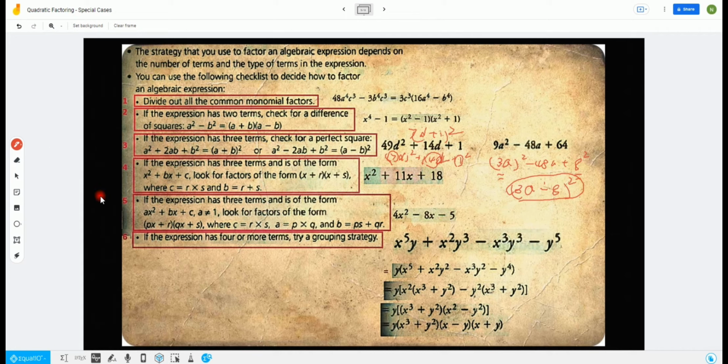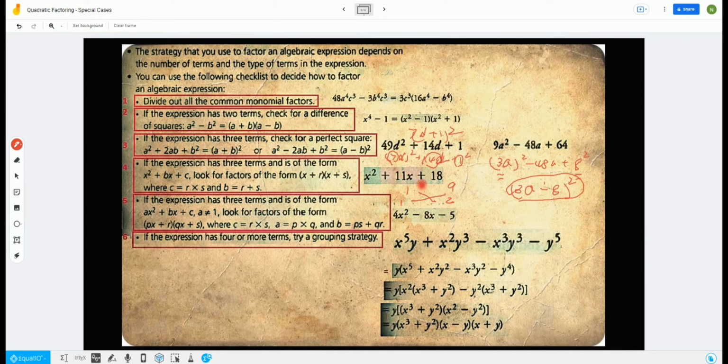Okay, next, if the expression has 3 terms and it's not a perfect square, it's x squared plus bx plus c. Let's see. We can write it in the form x plus r times x plus s, where c equals r times s, the product of the 2 factors, and b equals the sum of the 2 factors, right? For example, this one is 9 times 2, so 9 times 2 is 18, and by cross multiplication, 2 plus 9 is 11. So it should be x plus 9 times x plus 2.